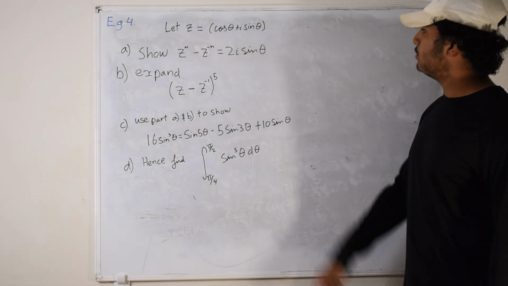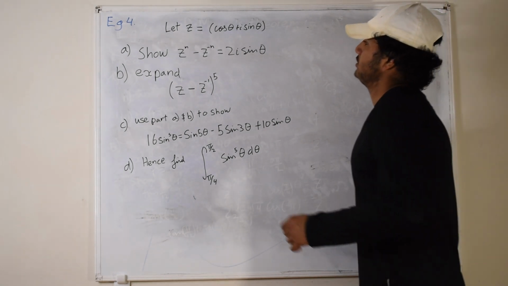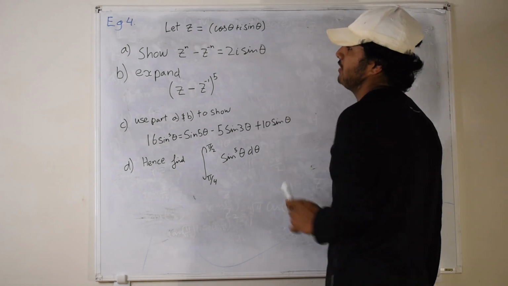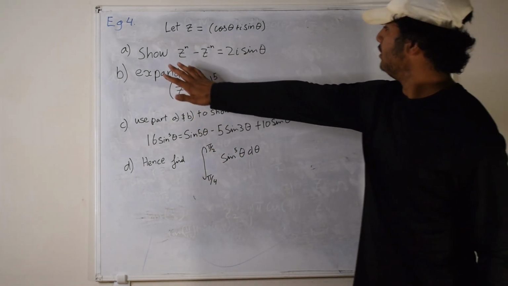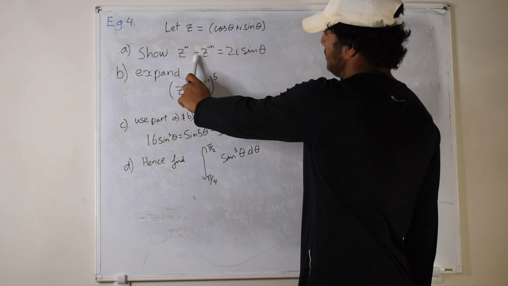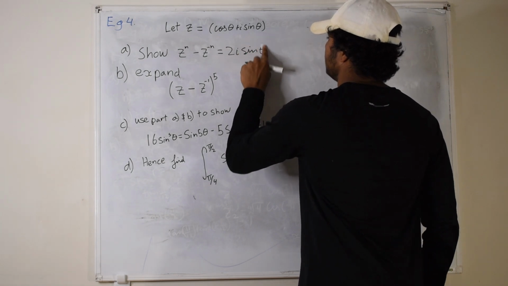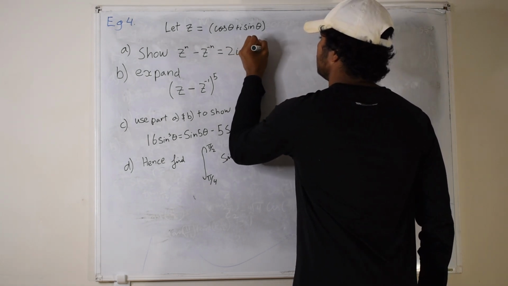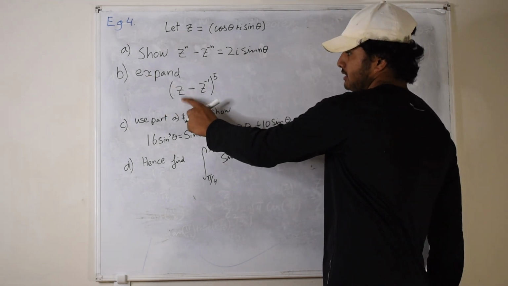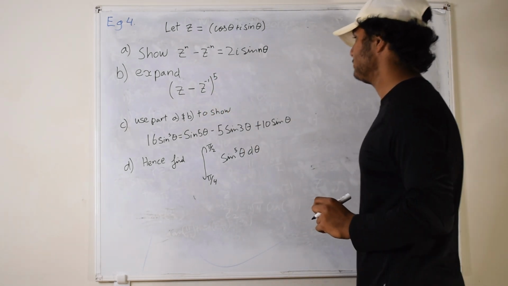So for this next example, we've got 4 parts to the question. It says let z equal cos theta plus i sine theta, and A says show z to the power of n minus z to the power of negative n equals 2i sine n theta. Sorry, n theta there. B says expand z minus z to the power of negative 1, to the power of 5. Expand that.